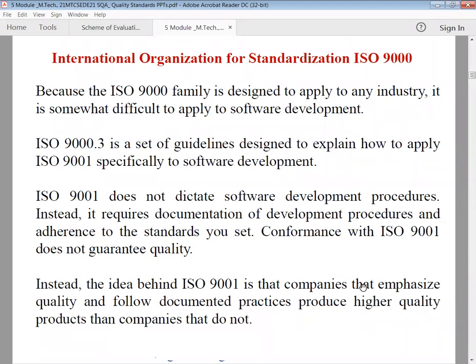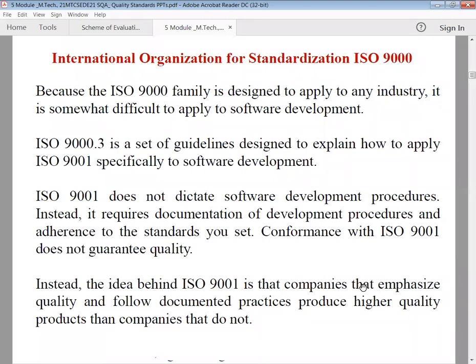ISO 9003 is a set of guidelines designed to explain how to apply ISO 9001 specifically to software development. So here 9003 is specifically that particular guideline. The subsection provides the guidelines for software development standardization. ISO 9001 does not dictate software development procedures. Instead, it requires documentation of development procedures and adherence to the standards used.